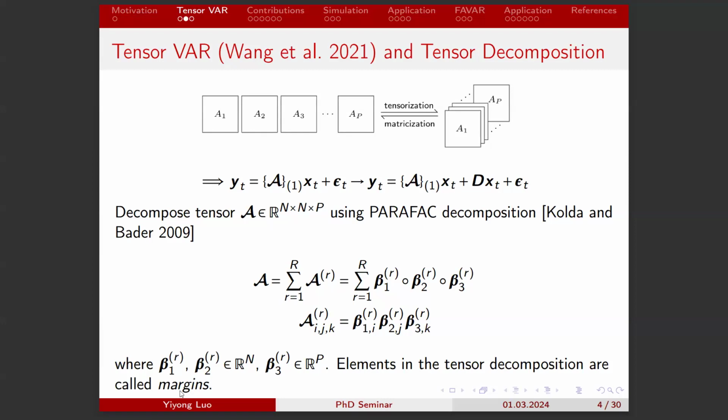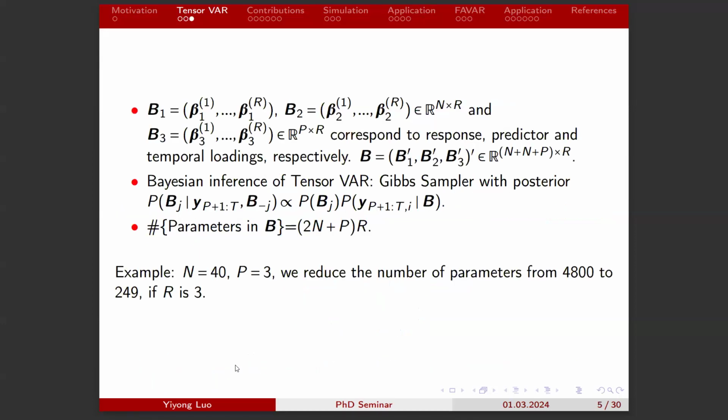And here is some terminology. We call the elements in the beta vectors margins. Let's take a closer look at these margins. If you stack them horizontally with respect to the subscript, then you get 3 matrices, B_1, B_2, and B_3. They have different meanings, because the i-th row of B_1 corresponds to the effect from the whole economy to a particular variable.